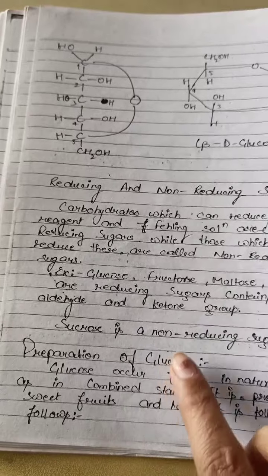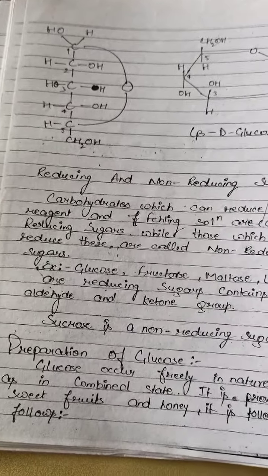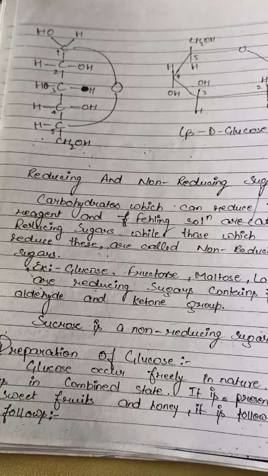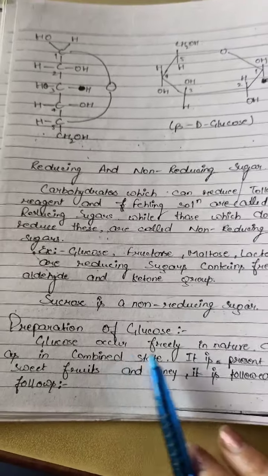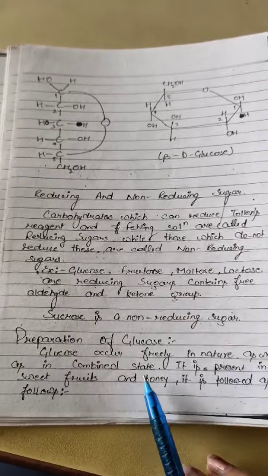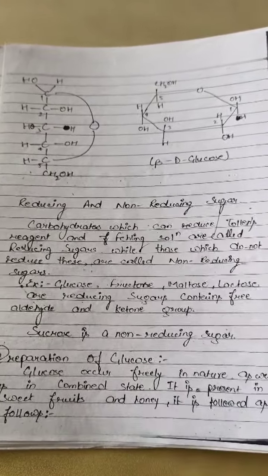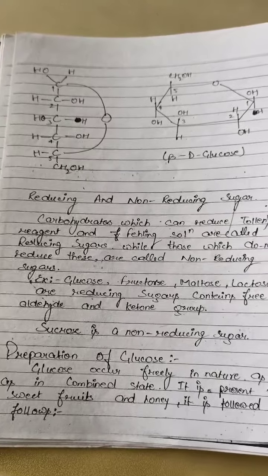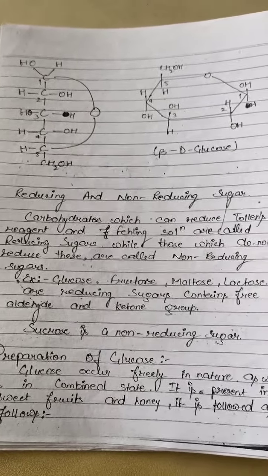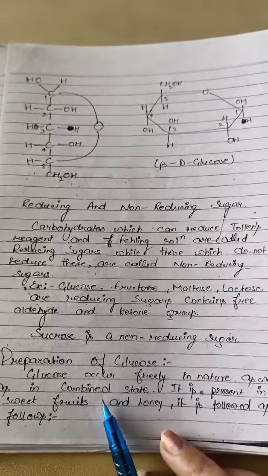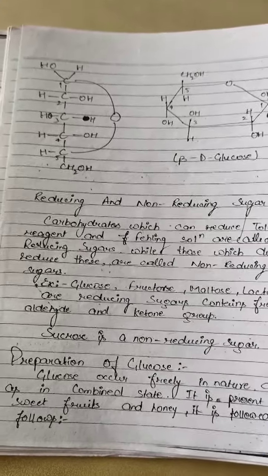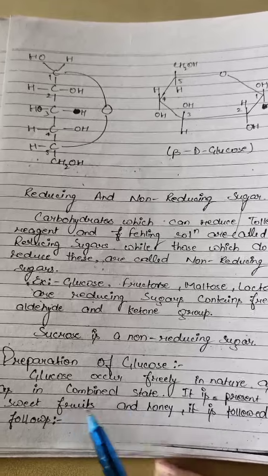Now next is preparation of glucose, how the formation takes place. So today we will do up to preparation of glucose. So first of all, let's see. Glucose occurs freely in nature as well as in combined state, meaning it is present in both states, free as well as combined. It is present in sweet fruits and honey. It is prepared as follows. So first of all, in which things is it present? It is present in fruits and honey.